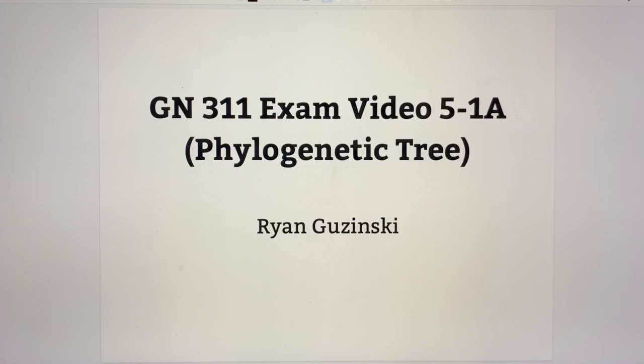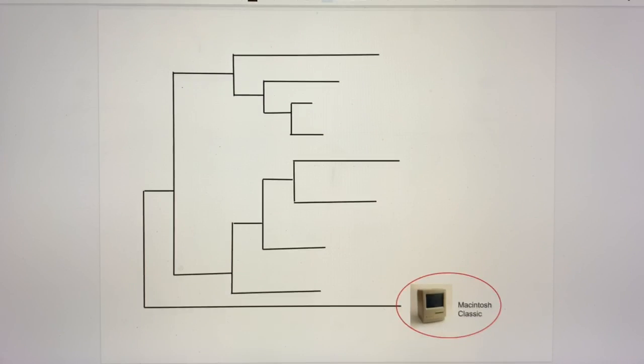Hello, today I'm going to be demonstrating and explaining a phylogenetic tree using Macintosh computers. Here you can see a phylogenetic tree that I have created with 9 branches. Each branch represents an OTU, or operational taxonomical unit. These branches can be different species, different virus strains, and more.